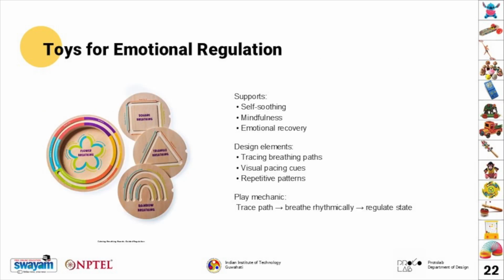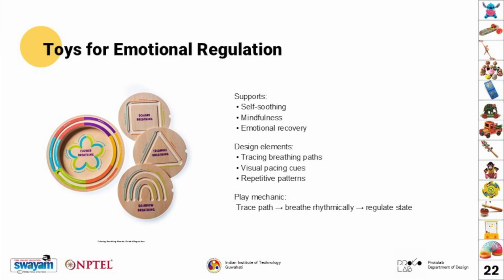Similarly, this breathing board, marketed for emotion regulation, converts breathing into a visible motor activity. The child traces the path while breathing. Motor rhythm synchronizes with breath rhythm. This lowers physiological arousal. The visual path acts as an external regulator. Instead of instruction, the toy provides structure.